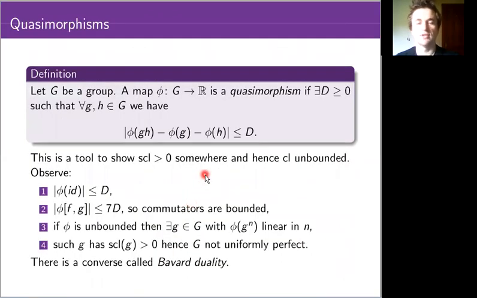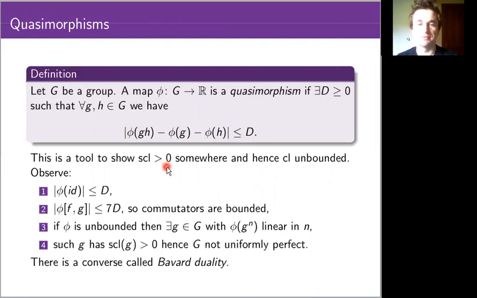So let's just say what a quasimorphism is. A map from your group to the real line is a quasimorphism if it's almost a homomorphism. In other words, this term here is uniformly bounded, depending only on the map, not on the elements. Notice that for a homomorphism, this term should be 0. Okay? If you have an unbounded quasimorphism, then that means that some element has positive SCL somewhere.